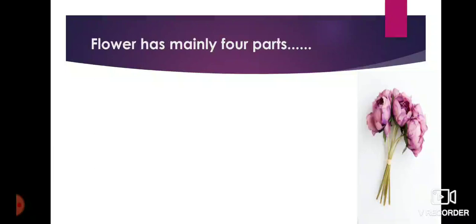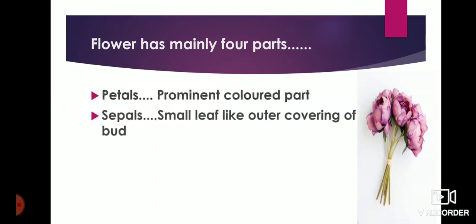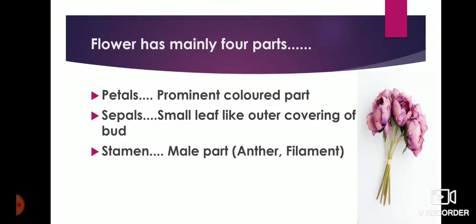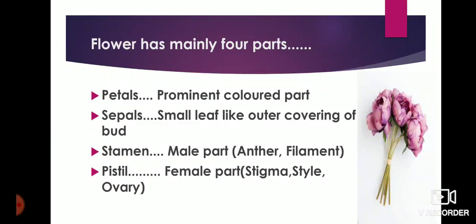Let us once more sum up. A flower has mainly 4 parts. Petals, the prominent colored part. Sepals, the small leaf-like outer covering of the bud. Stamen, the male part which consists of anther and filament. Pistil, the female part which consists of stigma, style and ovary.